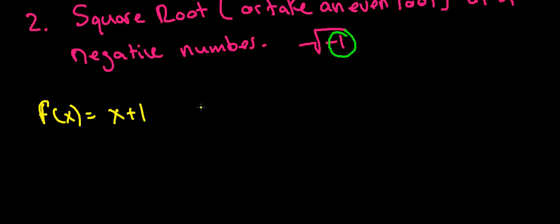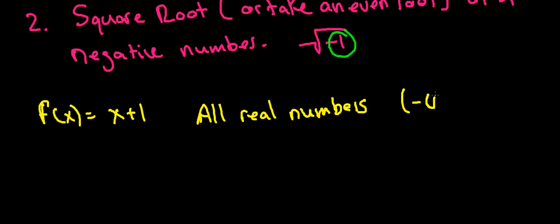So the domain is everything. Everything towards negative infinity, everything to positive infinity. So we say that the domain is all real numbers. Or you can write it like this: it goes from negative infinity to positive infinity.